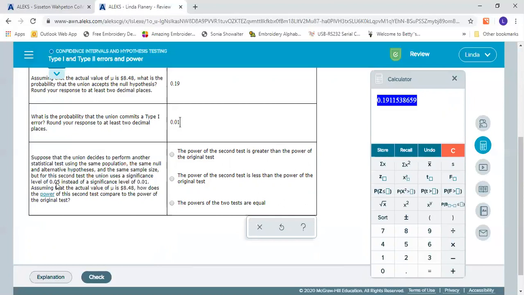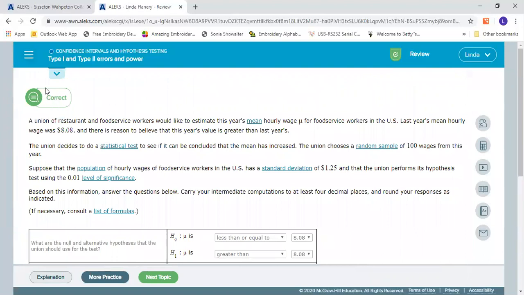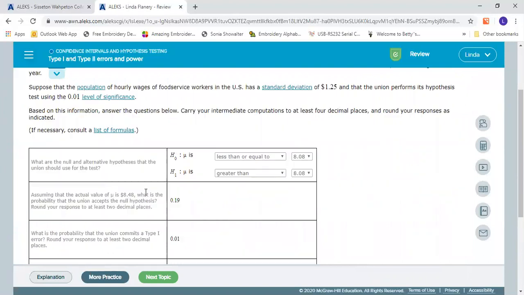So I went from starting at a 1% level of significance to a 5% level of significance, which actually gives me more room for error. So the power of my second test is going to be greater than the power of my original test. I'm going to go ahead and hit check on that. And you can see again, we got that one correct.